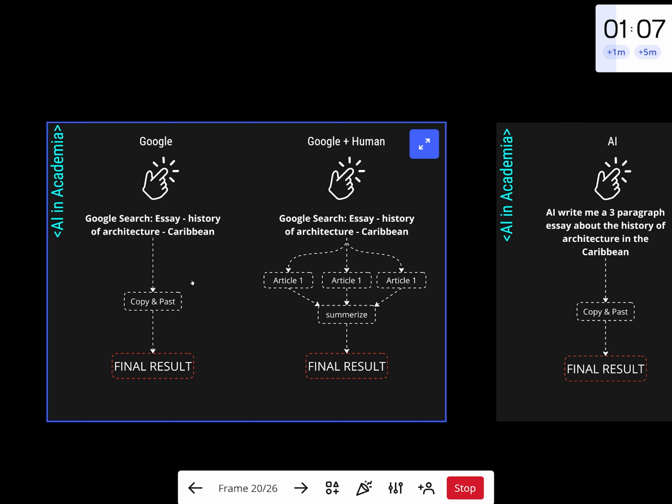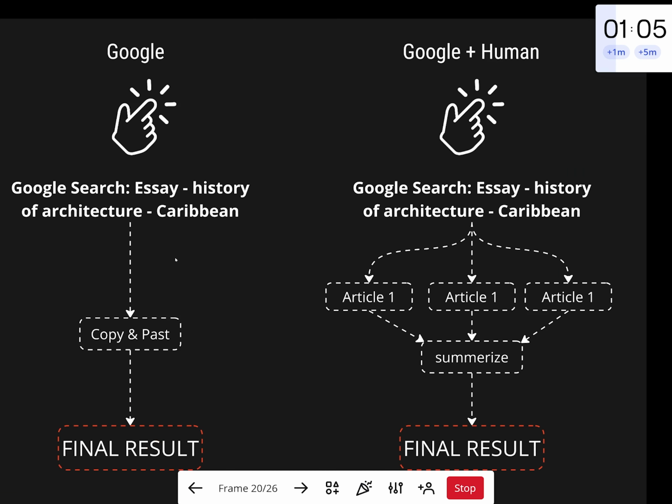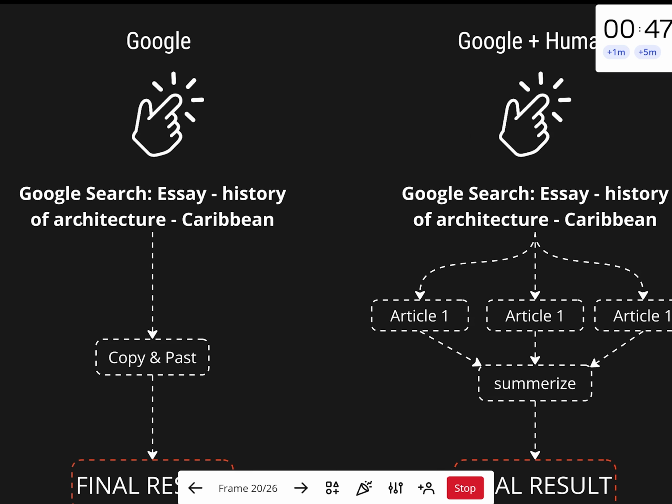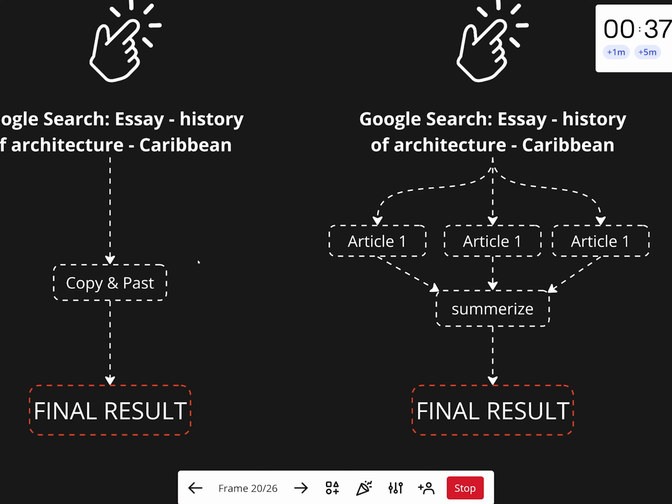So what am I saying? If we really think about it, when Google came out or became mainstream, if we wanted to write a history essay about Caribbean architecture, we could go to Google, type in a search, essay, history of architecture Caribbean. Here's one, I found it on ABC website. Copy, paste, deliver to teacher.